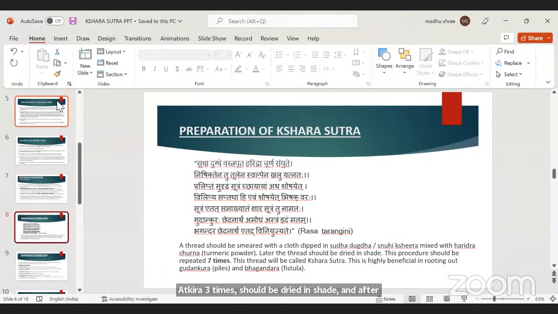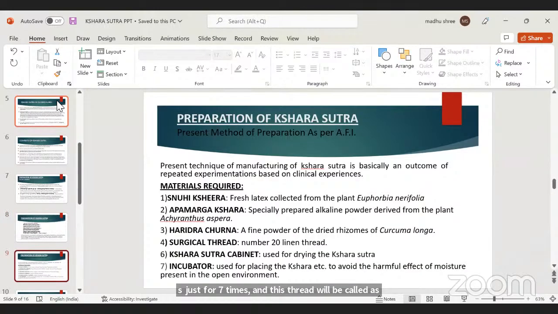So a similar method of preparation is also found in Rasatarangini. That is, a thread should be smeared with a cloth dipped in Snuhi Dugdha or Snuhi Kshira mixed with Haridra Churna. Later, the thread should be dried in the shade. This procedure should be repeated 7 times. And this thread will be called Kshara Sutra, which is highly beneficial in rooting out Gudankura and Bhagandhara.